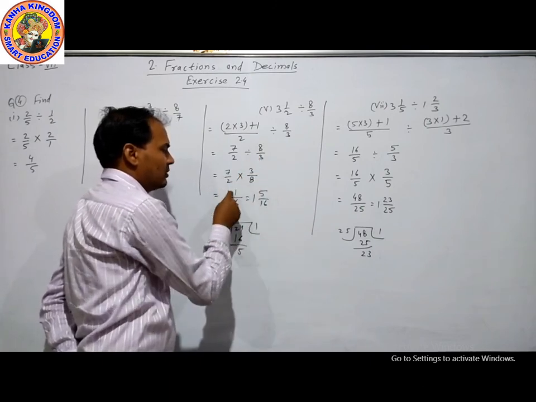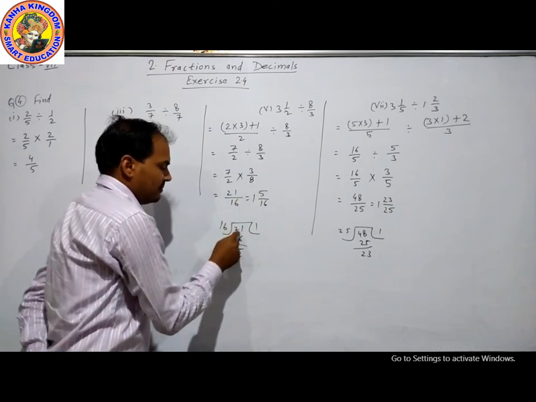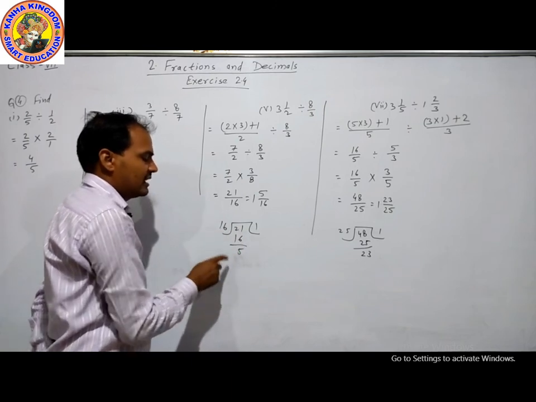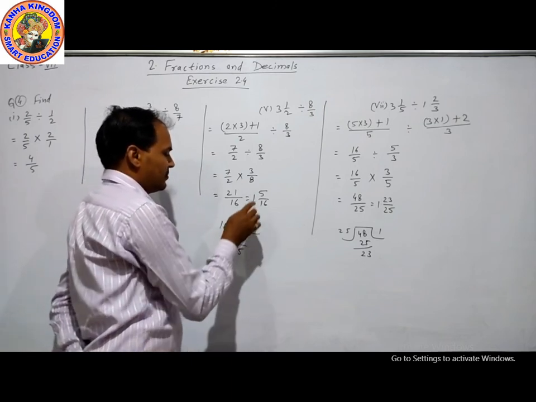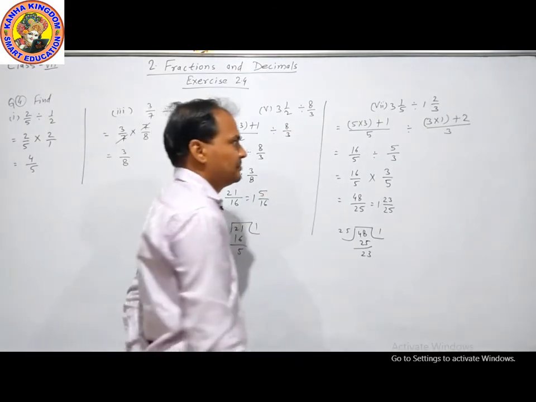7 into 3, 21. 2 into 8, 16. 16 can divide 21 one time, remainder is 5, 5 is less than 16, so we will stop dividing. So the answer is 1, remainder 5 upon 16.